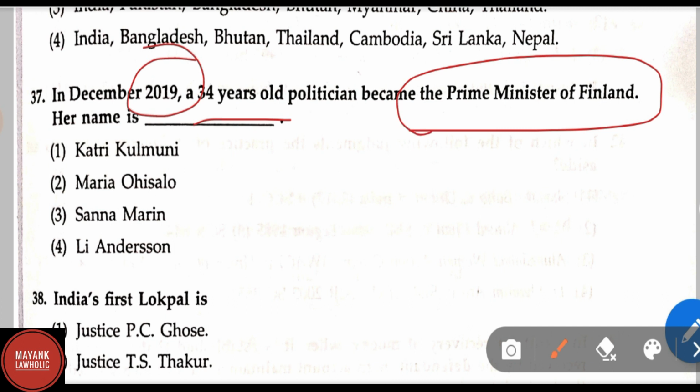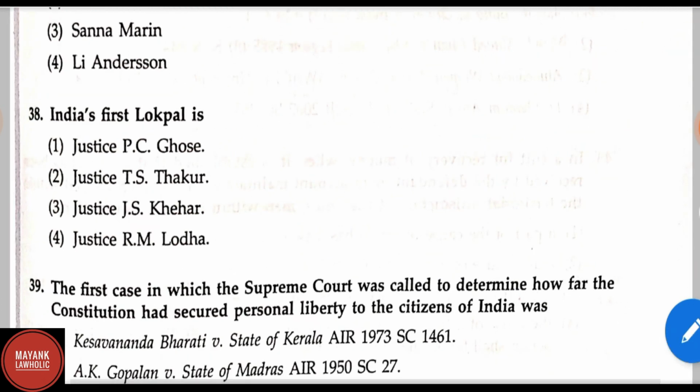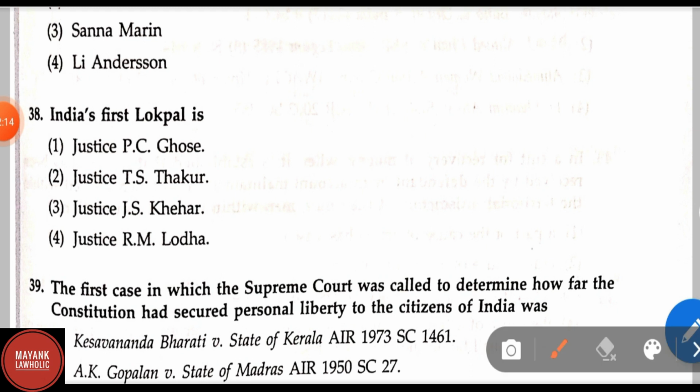Prime Minister of Finland, a 34-year-old lady Prime Minister of Finland. Her name is option number 3, Sanna Marin. India's first Lokpal is, this is a very important question of GK. India's first Lokpal is Justice PC Ghosh.